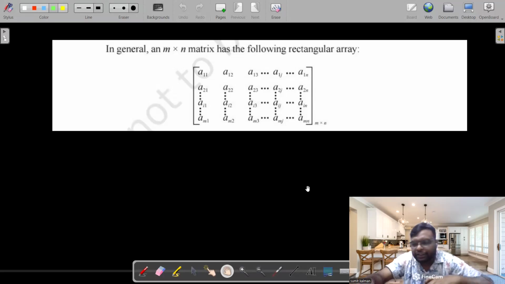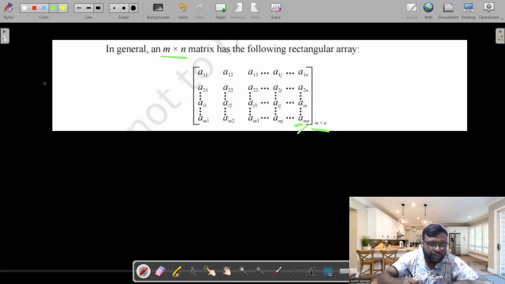So, hello, dear students. In last class, we were studying about order of a matrix. We have seen that if we have rows m and n, then order of matrix is simply m cross n. Now we will see that in general, an m cross n matrix has the following rectangular array. Just see A11, A12, A13, A1j, A1n, and A21, A22, A23, A2j, so on, Am1, Am2, Am3, Amj, Amn, and the order is m cross n. Now see here, rows are m and column is n.